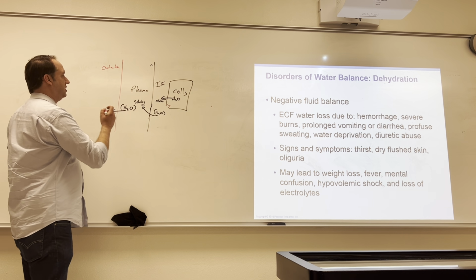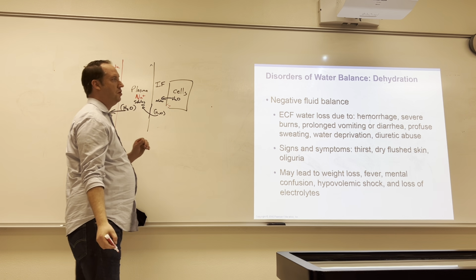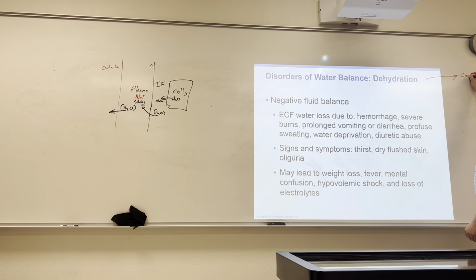The solutes that we're concerned about here, sodium. Dehydration causes, in essence, hypernatremia. That's too much sodium in the blood. Now, it's not, like, you don't literally have too much sodium in the blood. It's not diluted enough now. You don't have enough water. But the result of that is the sodium concentration is really high.